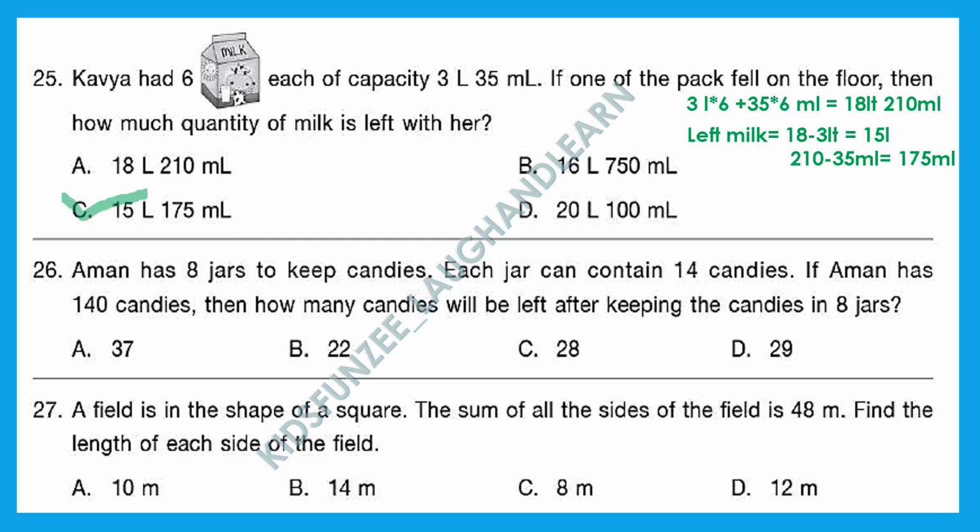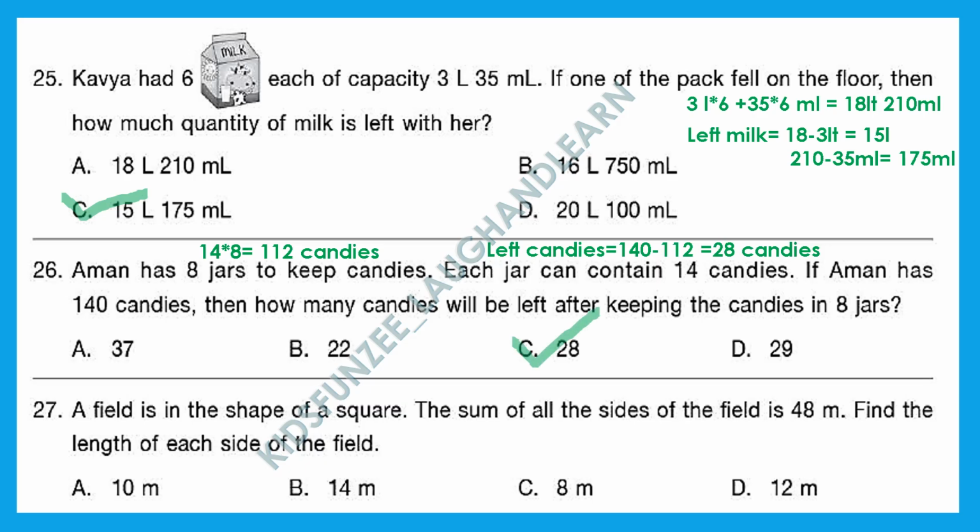Question 26. Aman has 8 jars to keep candies. Each jar can contain 14 candies. If Aman has 140 candies, how many candies will be left after keeping the candies in 8 jars? So one jar can contain 14 candies. So 8 jars will be able to contain 112 candies. Then we'll do the subtraction. 140 minus 112. We will know how many candies are left. The right answer here is option C. That is 28.